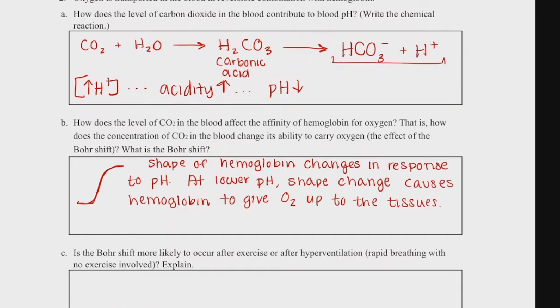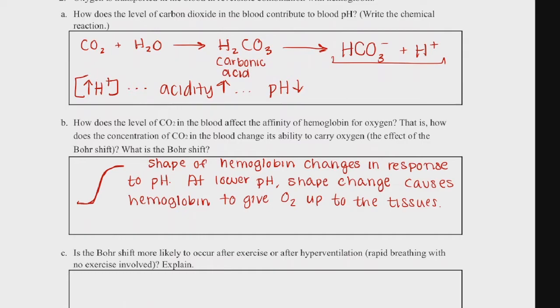Is the Bohr shift more likely to occur after exercise or after hyperventilation, which is rapid breathing with no exercise involved? Exercise increases the amount of ATP required per unit time. When we're working out, we need more energy, and that is obvious in comparison to no exercise. If we're sitting, we need a lot less energy available to our bodies than when we're moving or running.